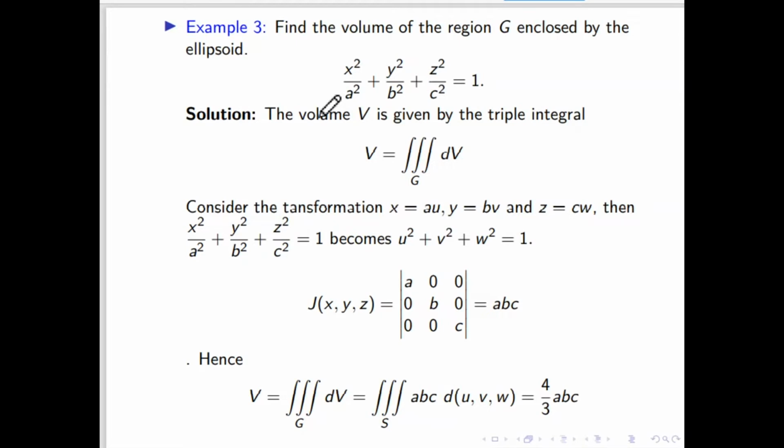So one way is to first transform this into a sphere. You can directly find the limits also, so that also we will do. If you do the transformation x equal to a times u, y equal to b times v, and z equal to c times w, then this ellipsoid will become a sphere: u square plus v square plus w square equal to 1. So can anyone tell what is the volume of this sphere, center at 0, 0, 0 and radius 1?